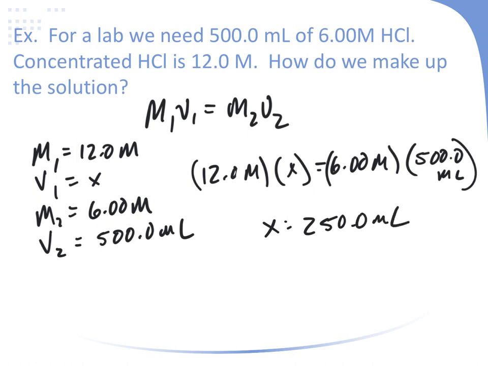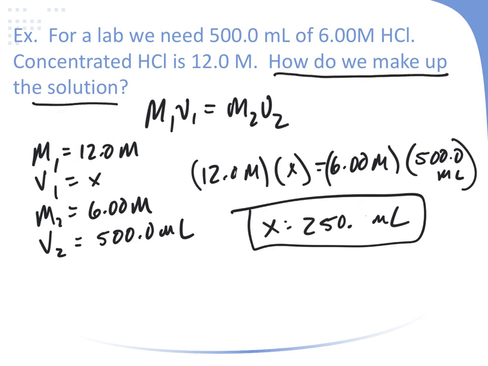Actually, 250 with a decimal would be better than 250.0. Well, let me fix that so I got my sig figs correct. Let's get rid of this right here, and let's put a decimal right there. Okay. There we go. So this is the amount that we need. The question said, how do we make this solution, or how do we make up the solution? You would need to describe how to make this.